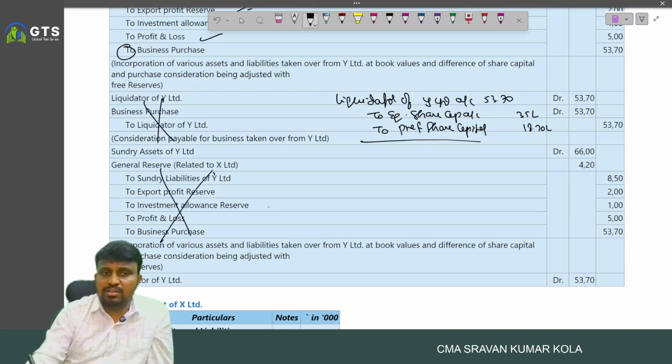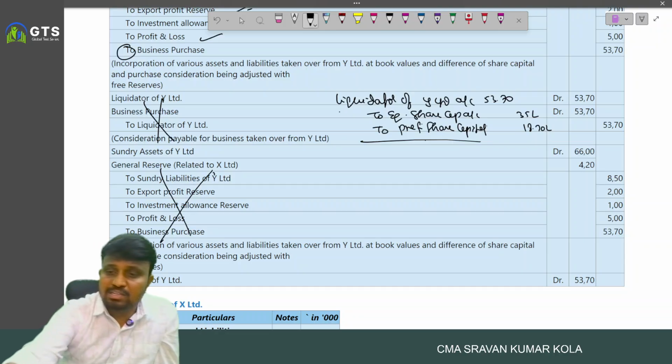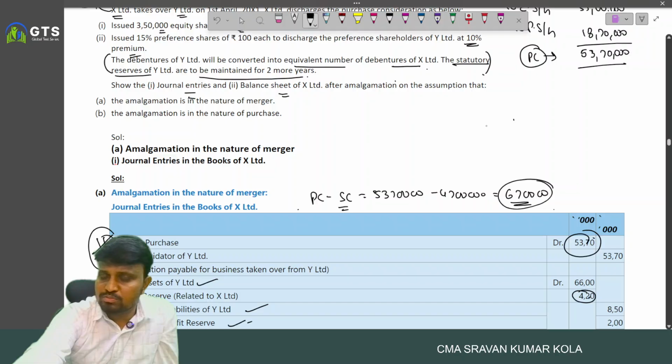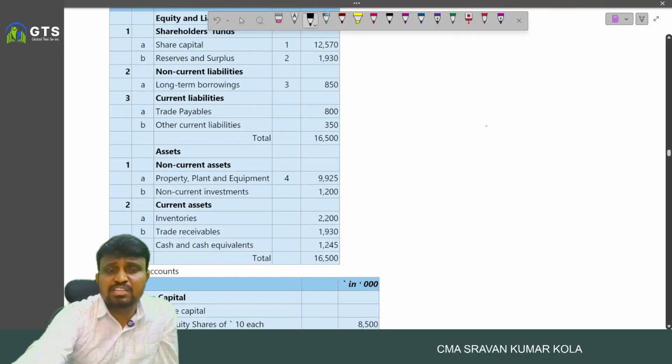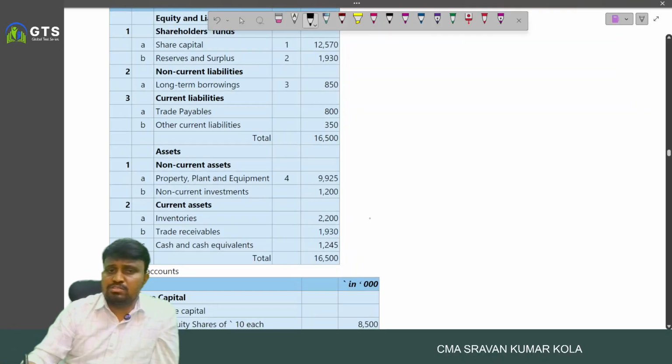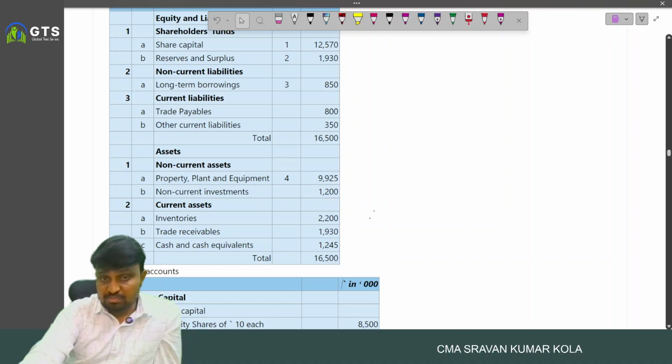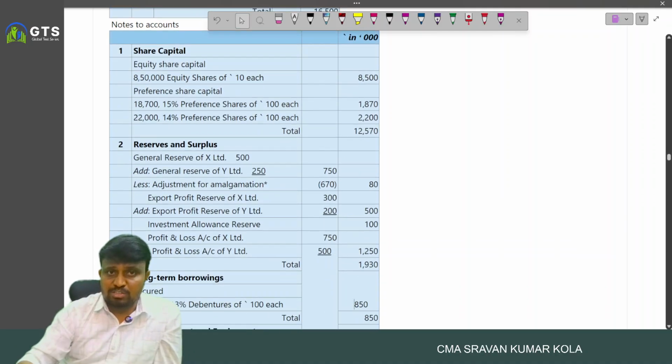And these are the already written. So liquidator of I Limited account debited to equity share capital, to preference share capital. And these are the entries recorded in the books of X Limited as a part of the merger, and here is the balance sheet. So just go through the balance sheet, but don't forget to give the adjustment of general reserve.